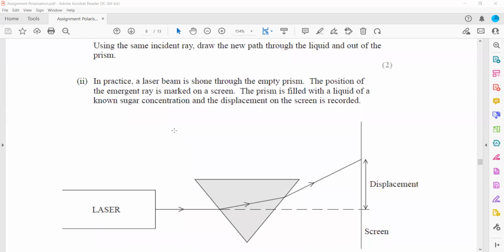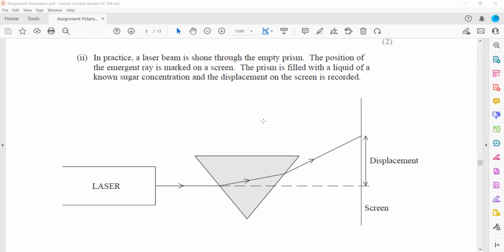Then in practice, a laser beam is shone through the empty prism. The position of the emergent ray is marked on the screen. Like when there is an empty prism, this is how the ray emerges. The prism is now filled with a liquid of known concentration, and the displacement on the screen is recorded. So how much does it displace? Because when there is no liquid, the light is not changing medium, that's why it does not change its path. It continues to move in a straight line.